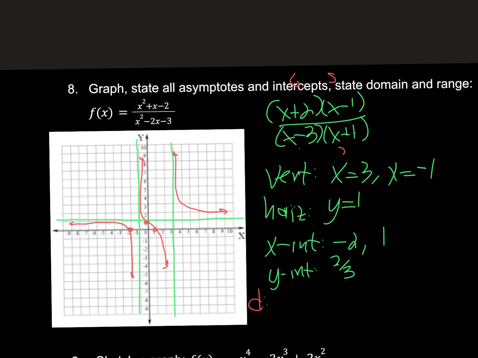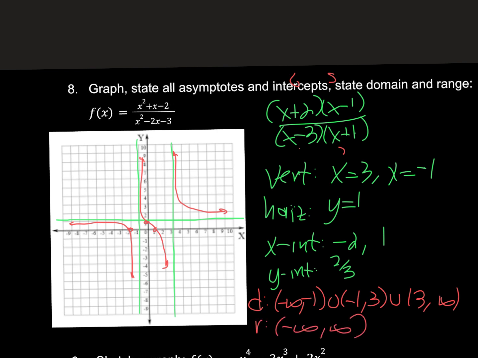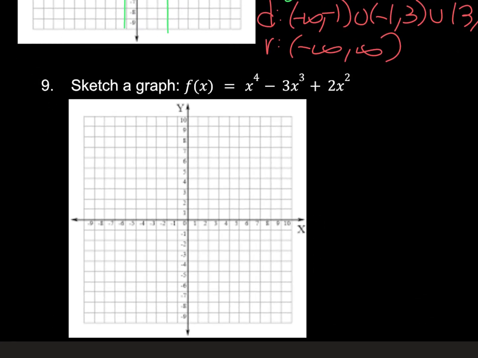Domain, weird domain this time. Domain is from -infinity till it gets to -1. Then it goes from -1 to 3. And then it goes 3 to forever. Okay, so that's kind of weird. The range, though, as long as my middle section is correct, the range is all reals because it's going up and down forever. Let's go to number 9. That's a little bit easier. Number 9, just sketch this graph.